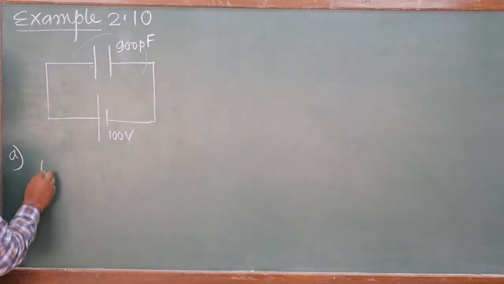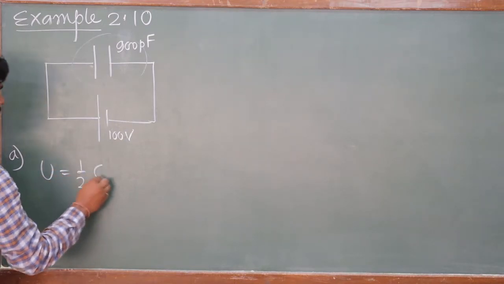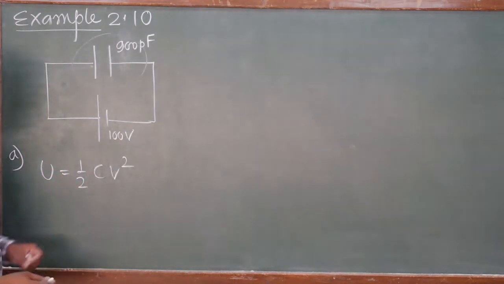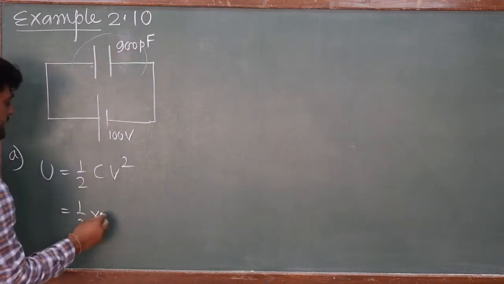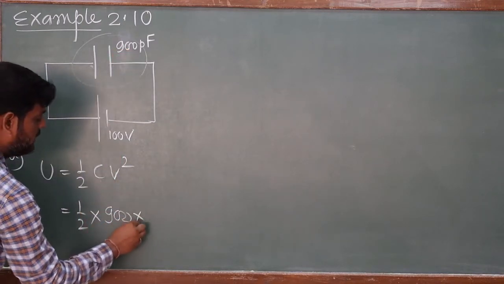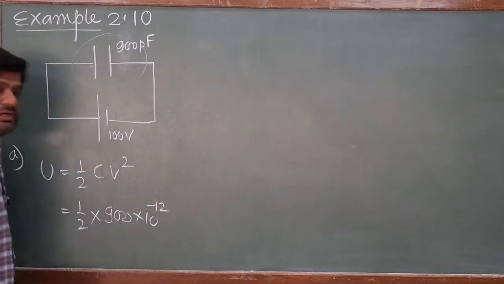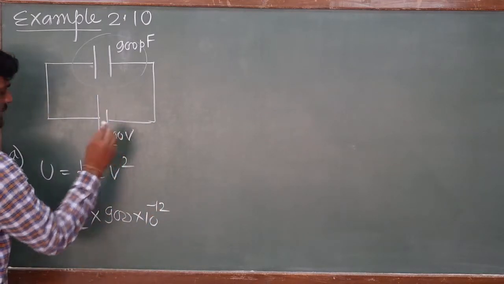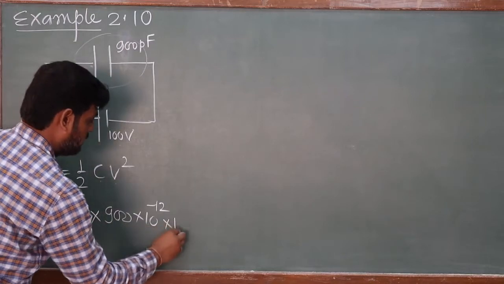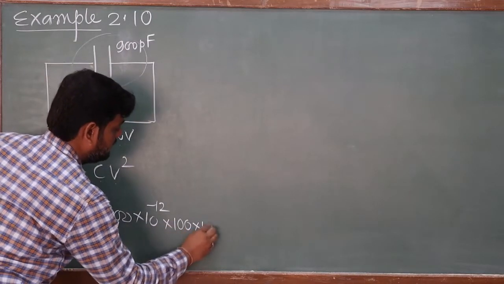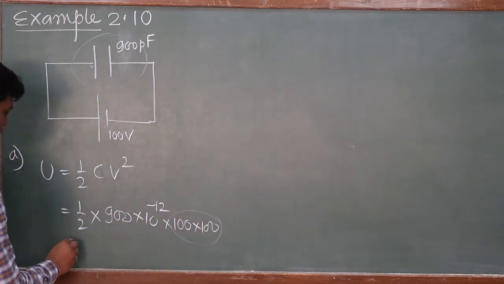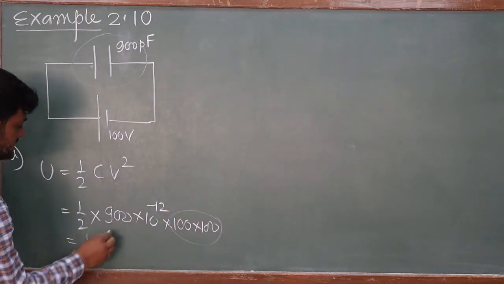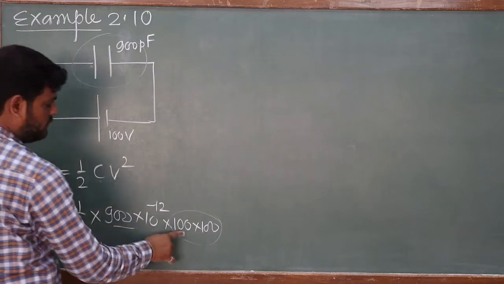So for the formula, U equal to half CV square. This is the formula. Half remains as it is. Capacitance is 900 picofarad. Pico means 10 to the power minus 12, right? And V square means 100 multiplied by 100, so it becomes 10 to the power plus 4, right? So 1 by 2 as it is.